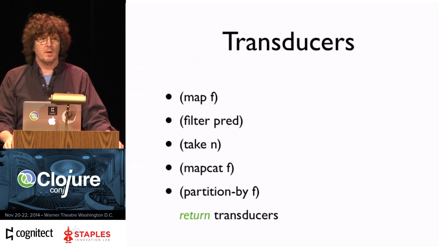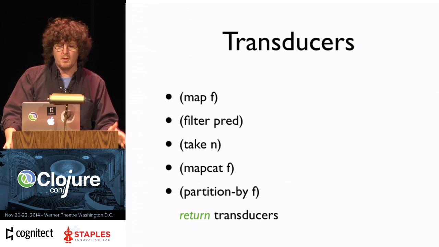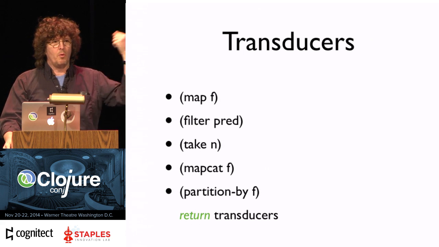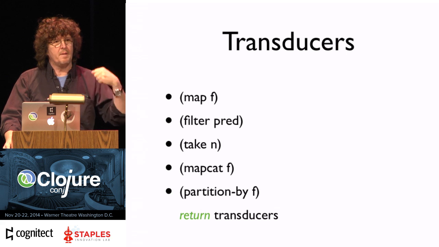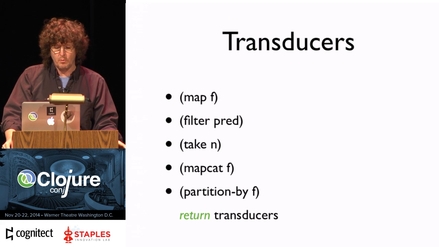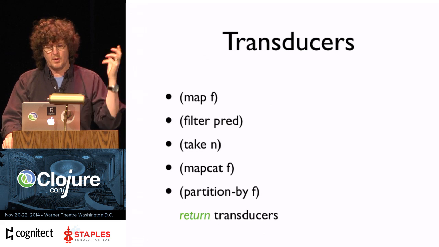A filtering transducer takes the inputs and maybe doesn't use them sometimes. That's what filtering is. Mapping is taking the inputs and applying a function to them before you use them. It's modifying a process. And similarly, take and mapcat or whatever, they all return transducers. So map isn't a transducer. Map of f returns a transducer.